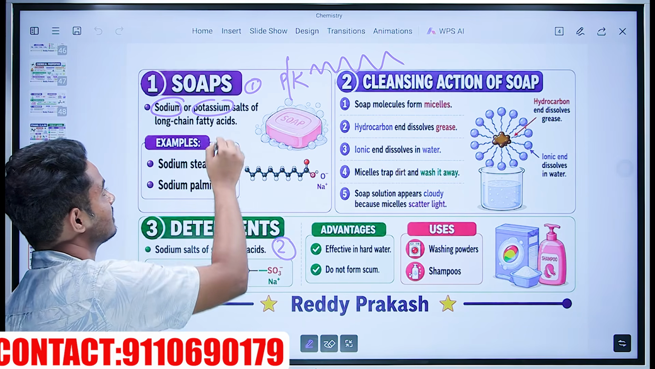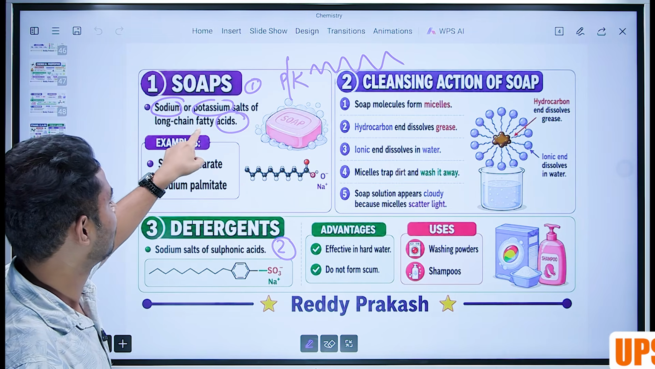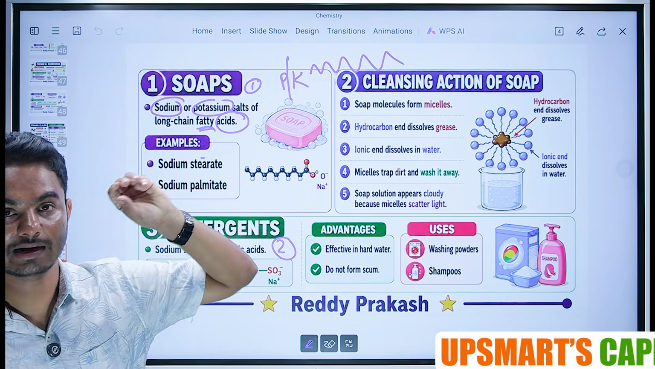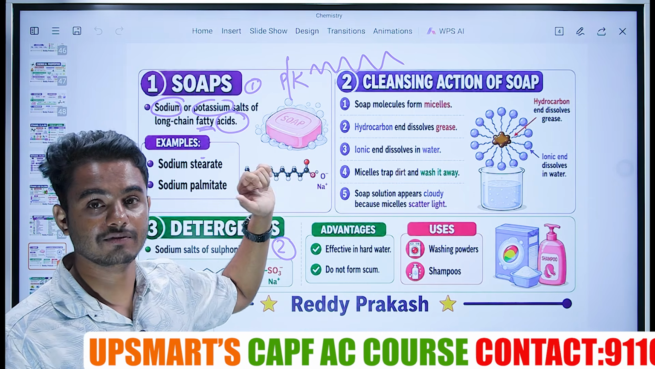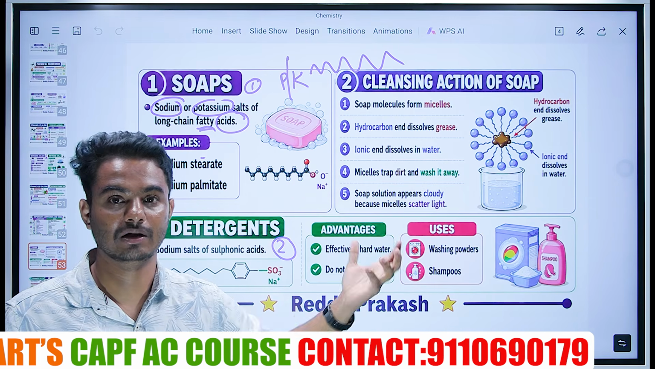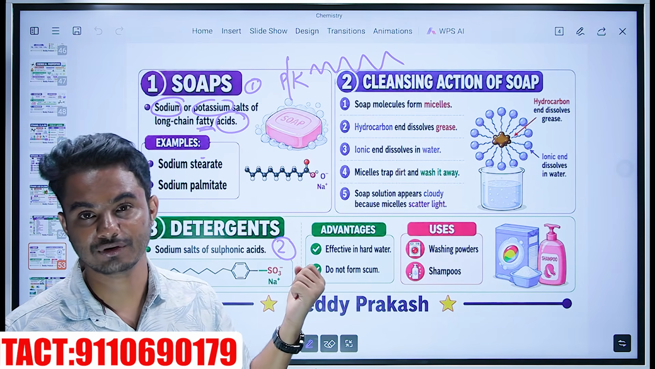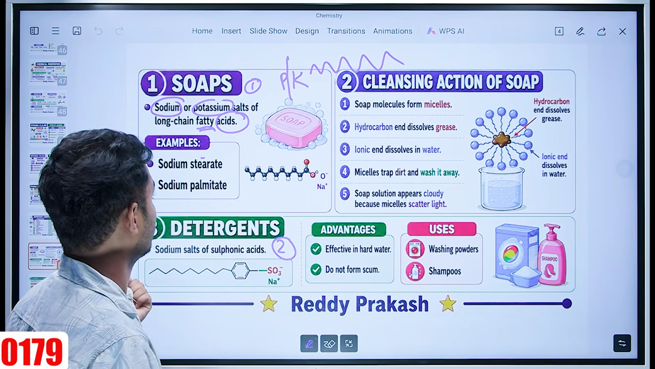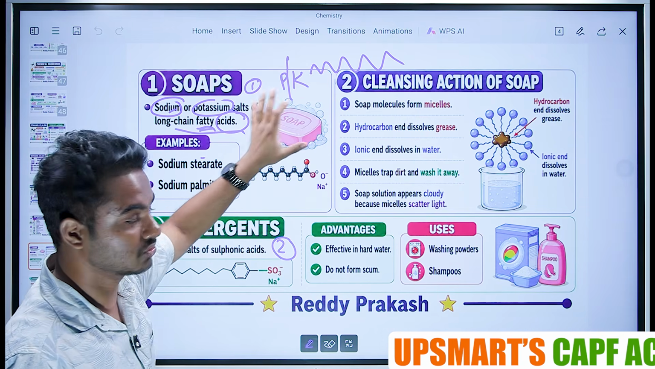acids. These are not bases. These are acids, and the long chain should be fatty. Some kind of fat-like structures will be there. Depth is not required, just understand the basic difference and the nature, which is enough for the examinations. Now, sodium and potassium long chain fatty acids, these are soaps.